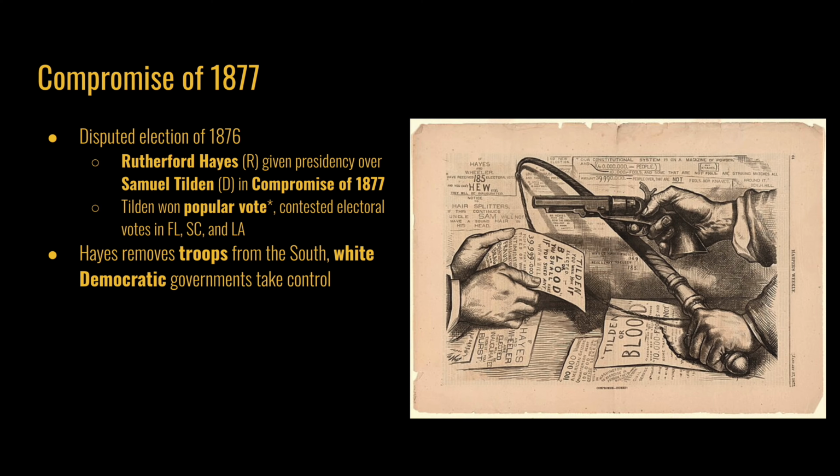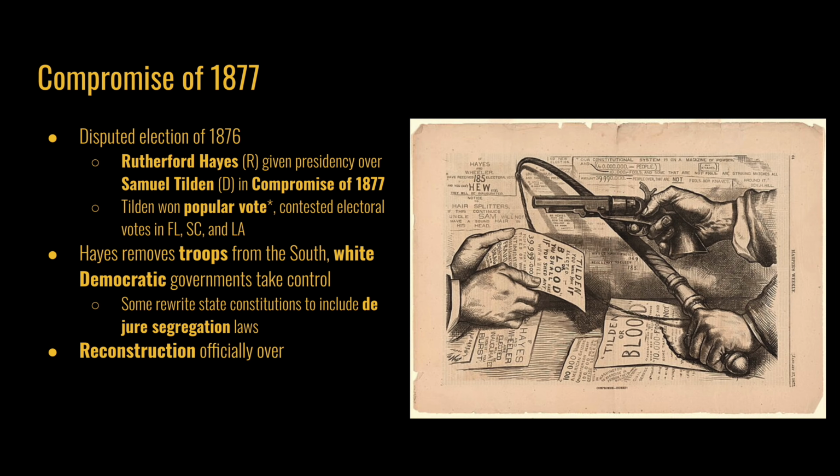After the Union troops were removed from the last Southern states, white Democratic governments took control of the remaining 3 states. Some of these governments began to rewrite their states' constitutions to include elements of de jure segregation. This meant that they would officially sanction measures of discrimination against black citizens, openly defying the 14th Amendment. These new constitutions often included provisions that laid the groundwork for Jim Crow laws, which would enforce racial segregation for decades to come. With the Compromise of 1877, Reconstruction was over, and conditions for African Americans began to deteriorate significantly.